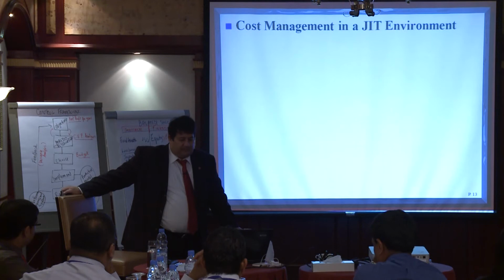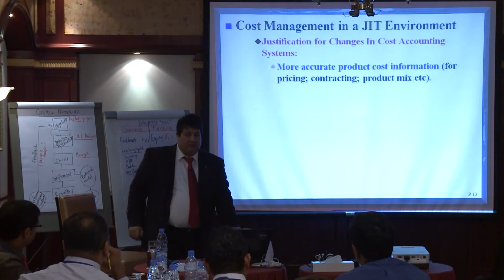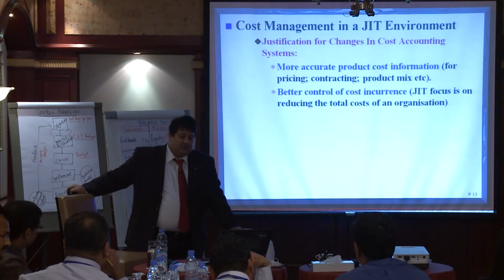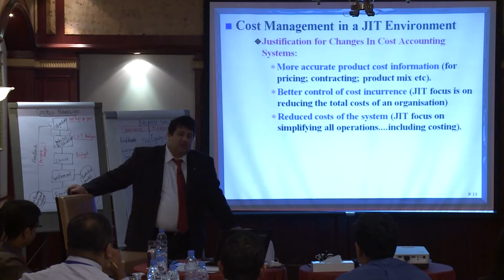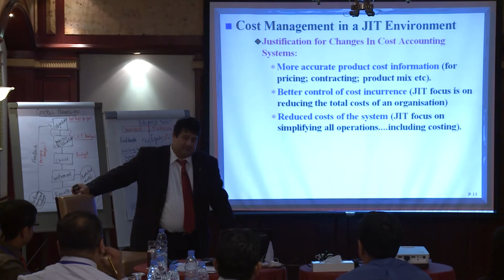Okay, so where does cost management come in? Now, why we need good cost management is that we need more accurate product cost information for pricing, contracting, product mix. We need better control of our cost incurrence. JIT focus is on reducing the total cost of an organization. Reduce cost of the system itself. So we want to not only use the JIT philosophy to reduce inventory, but we also want to use it to reduce the cost of running the cost accounting system. Okay. So that's an interesting one. How do you reduce the cost of costing?